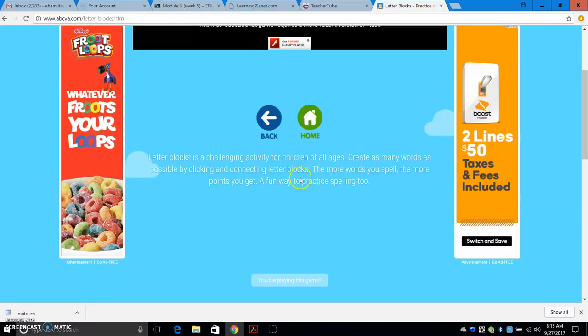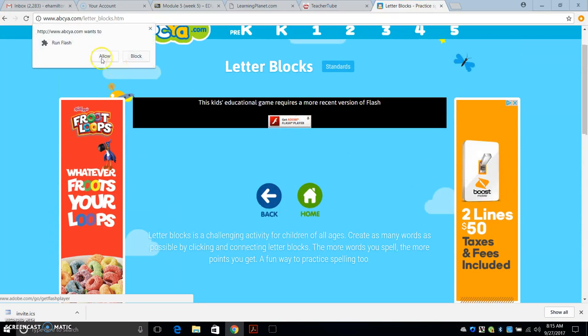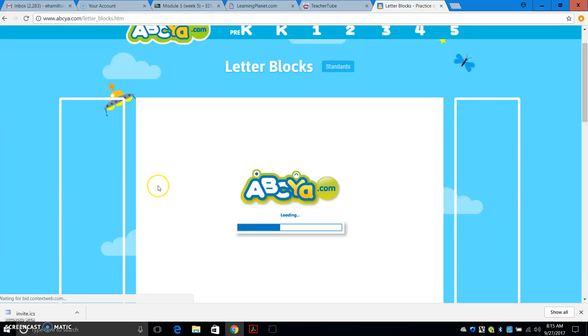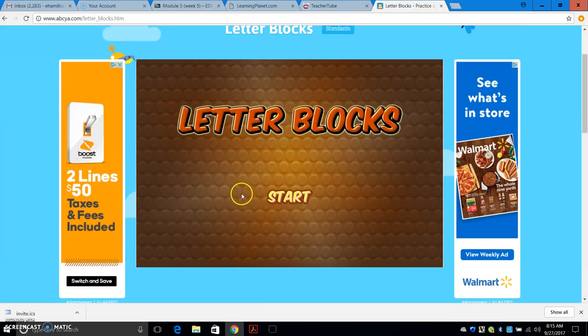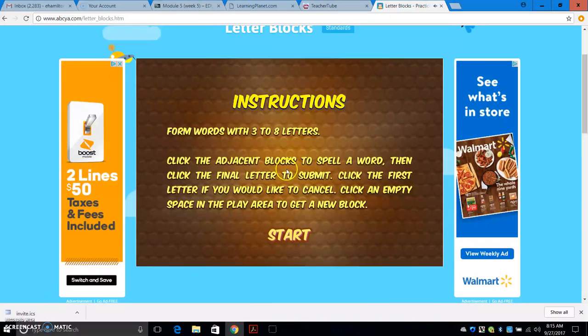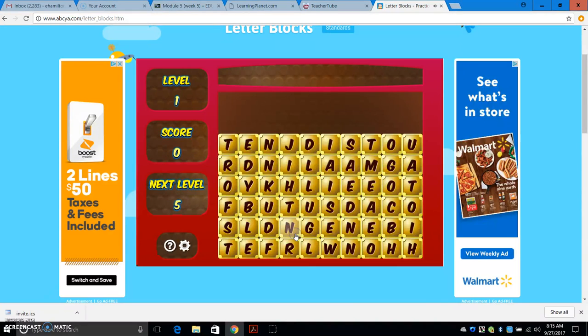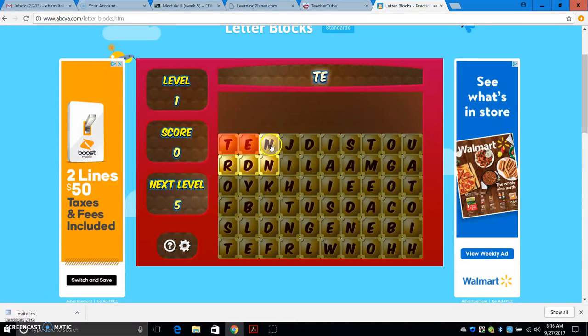Activity for all ages: create as many words as possible by linking and connecting letter blocks, and the more words you spell, the more points you get. So let's start again. Form words with 3 to 8 letters. Click the adjacent blocks to spell the word. So let's see, we got ten, so that's a word. Then what else do we have here?